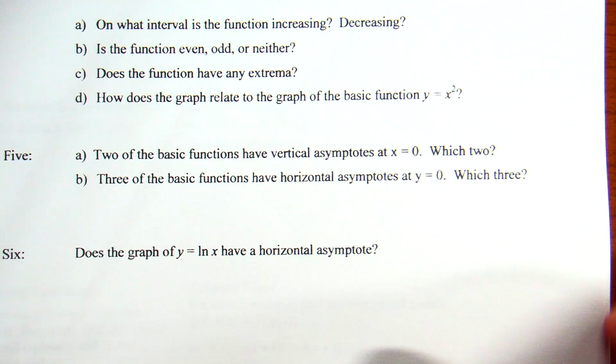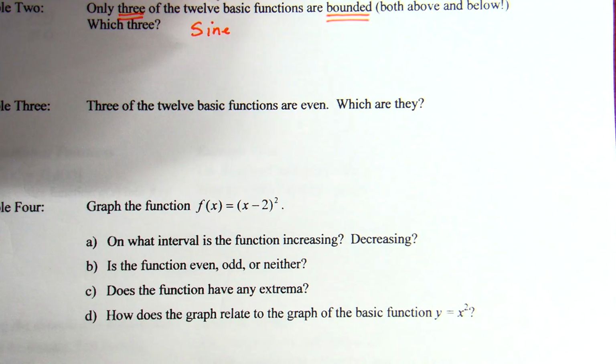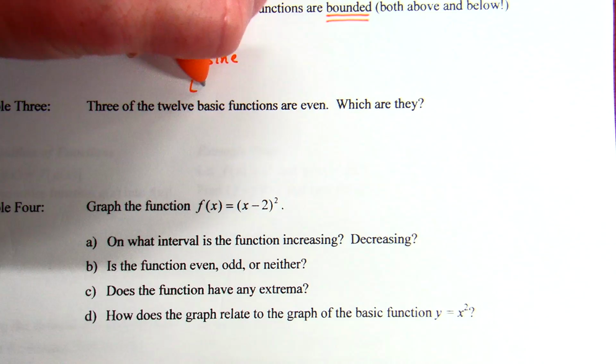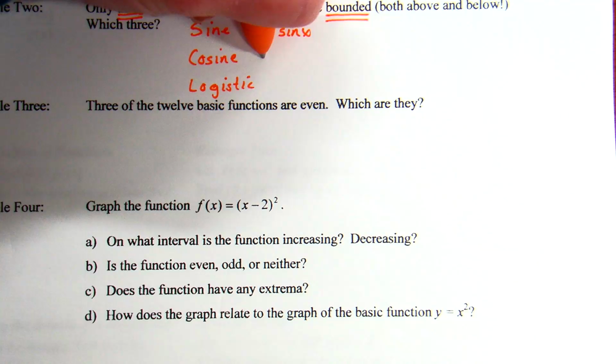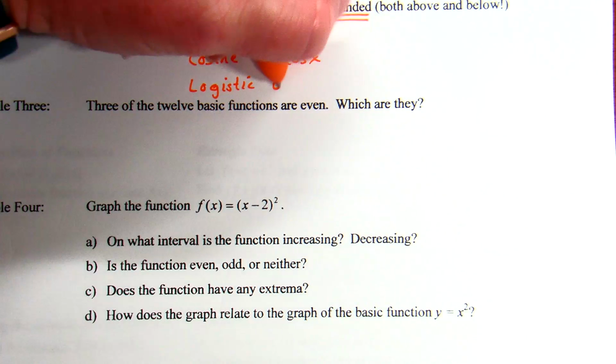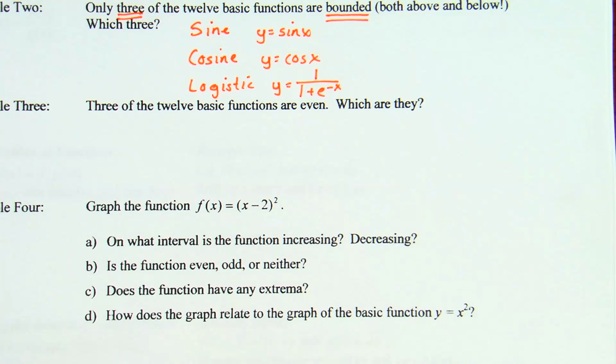Okay? So I'm going to flip back over here to example 2. I'm trying to remember what I did in the answer key. We said sine, cosine, and logistic. That's what they are by name. If we give them by equations, it's y equals sine x, sin x. It's y equals cosine x, cos x. And y equals 1 over 1 plus e to the negative x. Okay? So those are the answers I'm going to write there.